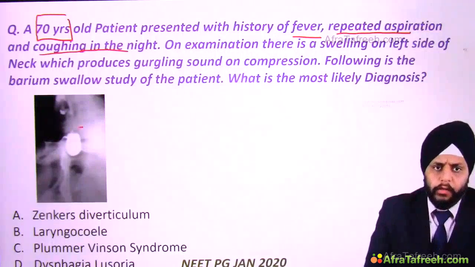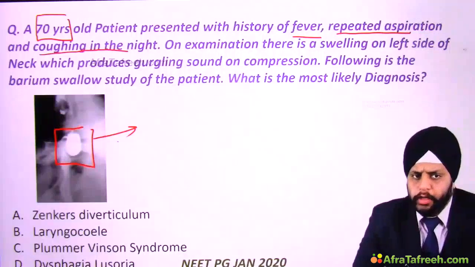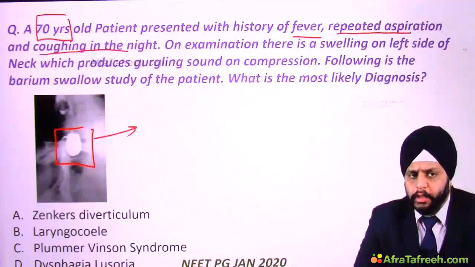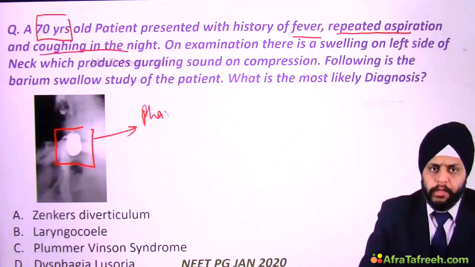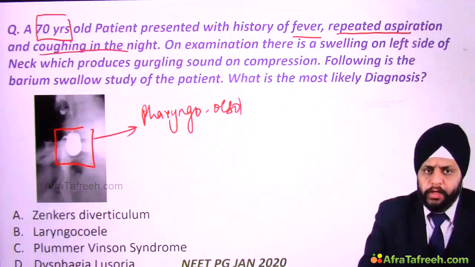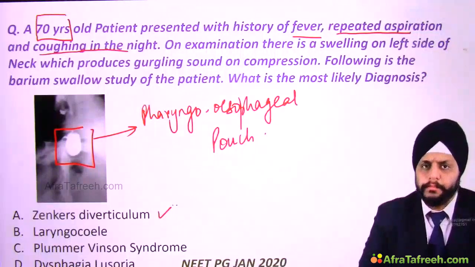So what do you see in the barium swallow? You see a pouch. This pouch is arising from the pharynx. It is behind the esophagus. It's a pharyngoesophageal pouch. And what is that pharyngoesophageal pouch? It is a case of Zenker's diverticulum.